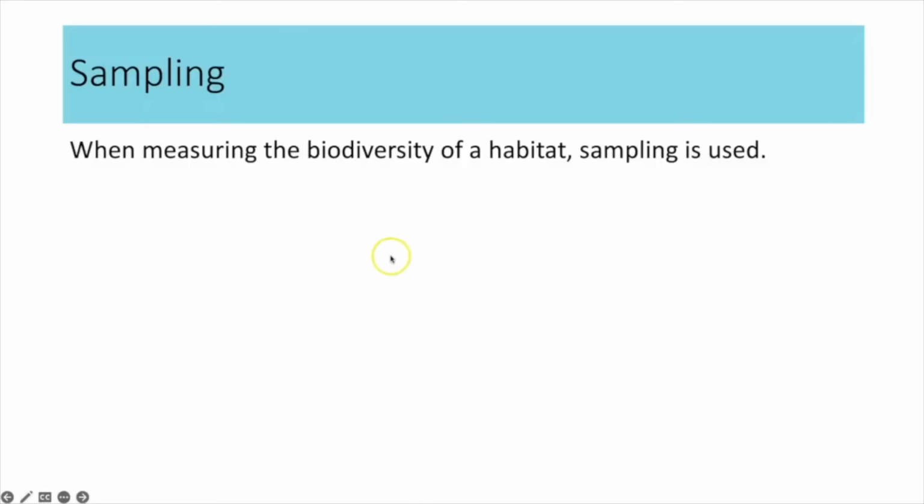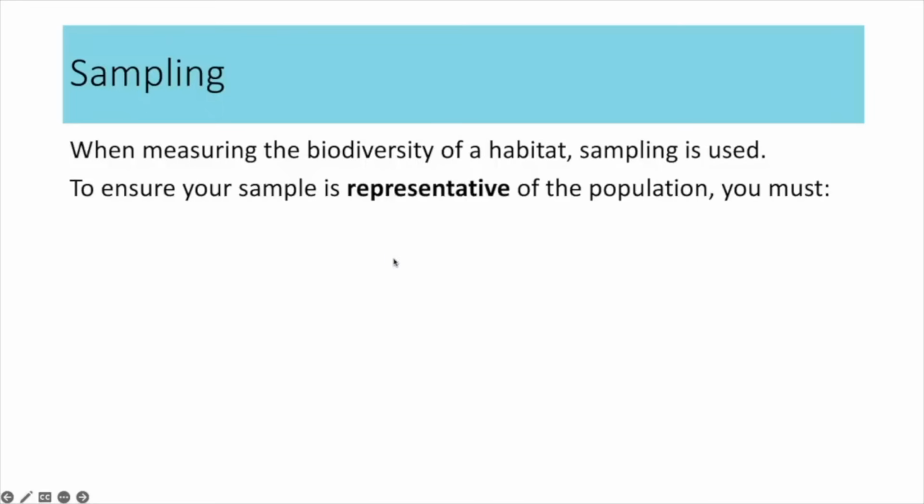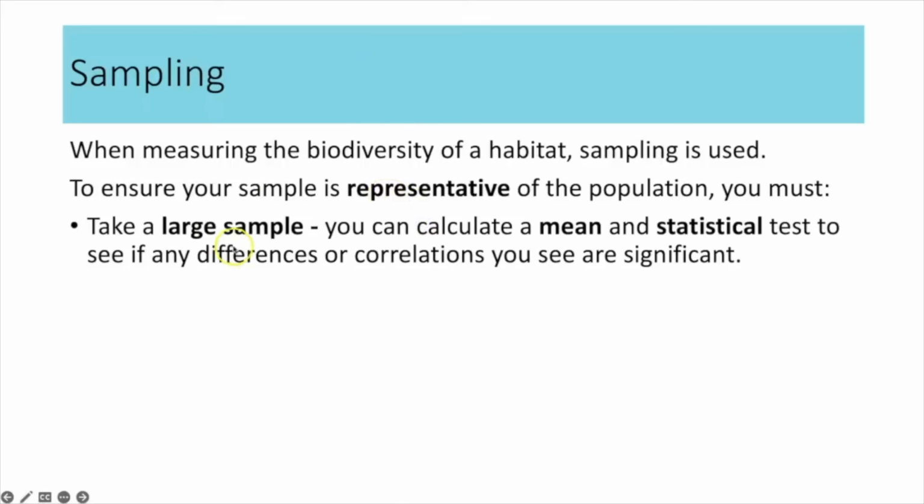We then move on to sampling, and this is a way to measure the biodiversity of a habitat. And we use sampling because it would take far too long to literally count every individual in an area, and you probably wouldn't do it accurately. So sampling is a way to get a representative estimation of the population. But to make sure your sample is representative, you have to make sure it is a large sample.